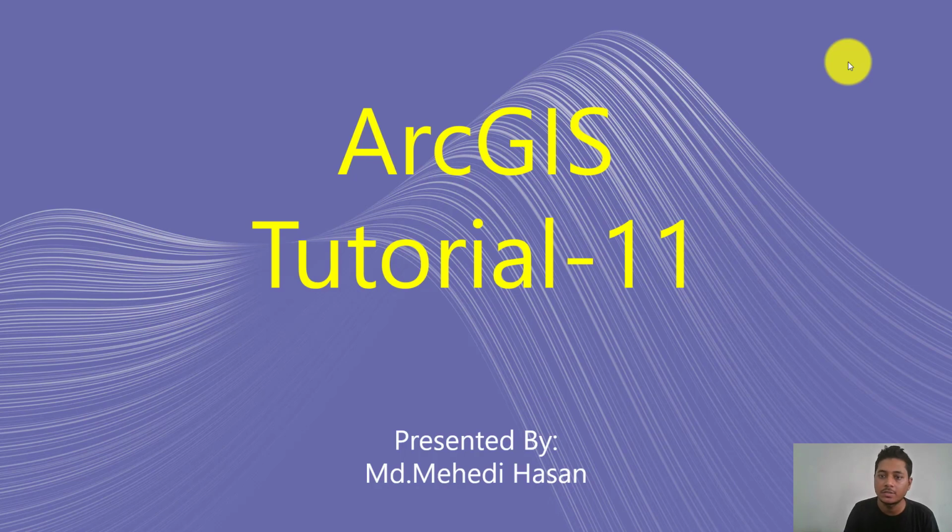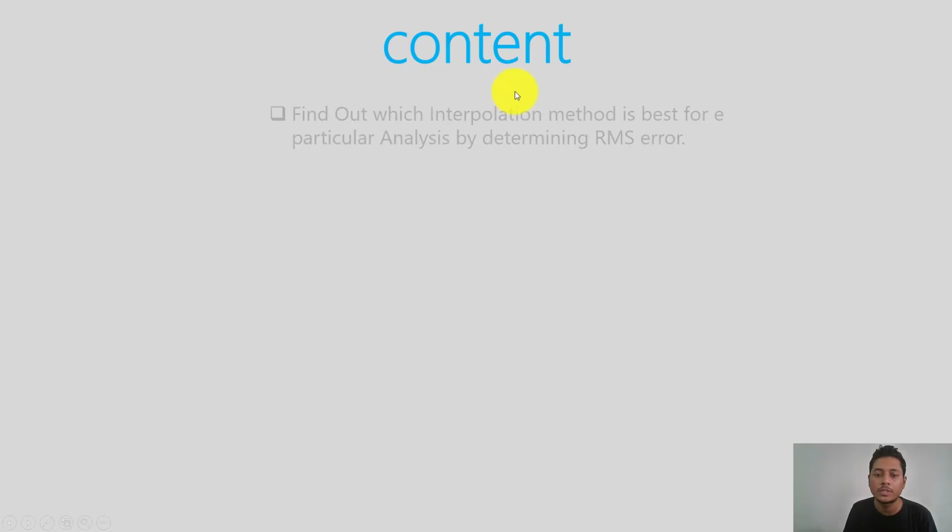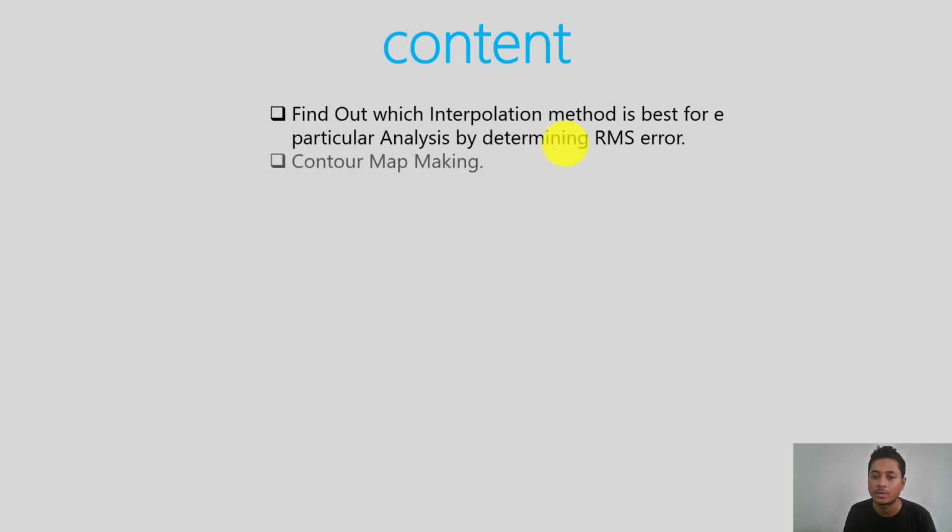At first, let us see our today's content. Today we will learn at first find out which interpolation method is best for a particular analysis by determining RMS error, contour map making, and lastly we will learn zonal distributions.